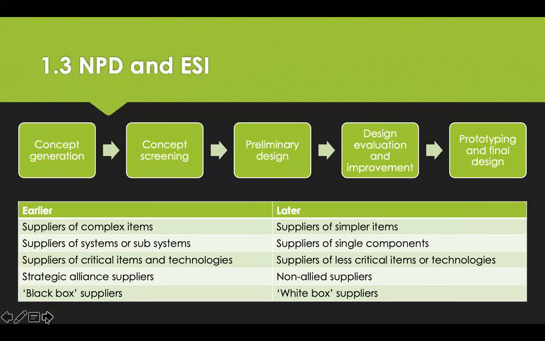Now, there are many models for NPD, which is new product development. And the model illustrated at the top shows the basic stages in the typical NPD process. So you've got concept generation, then you're screening that concept, doing a preliminary design, through to evaluating that design and improving it. And then you lead on to a prototype and final design.